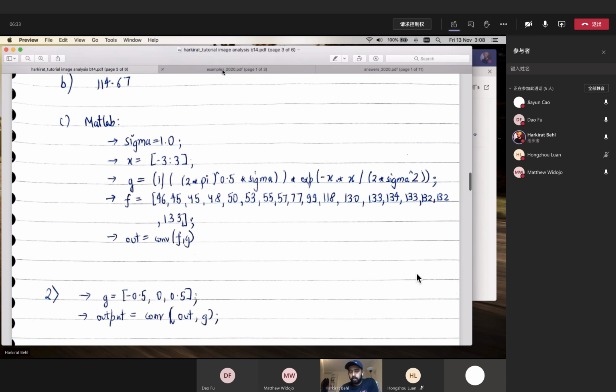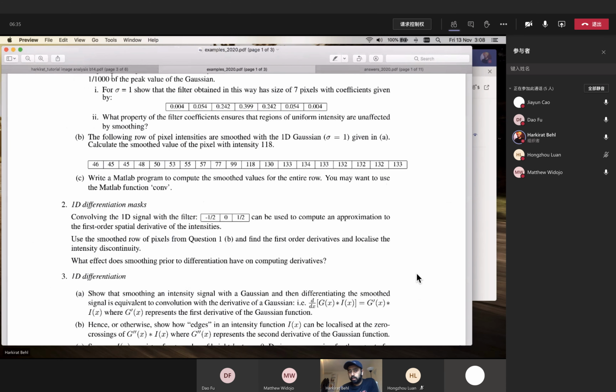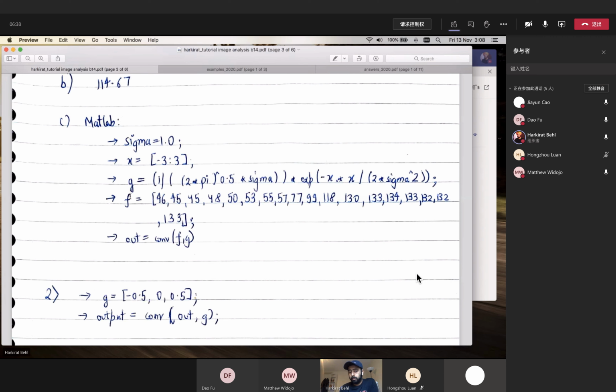And this is the f that we have in this. I've just taken the f value into a variable, and this is the simple function that we have to use to do the convolution, to apply that filter. Basically, out is equal to conv of f comma g.